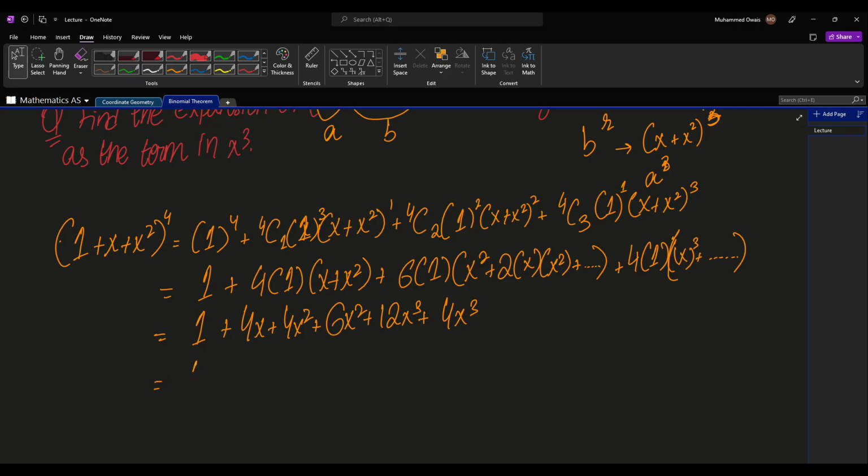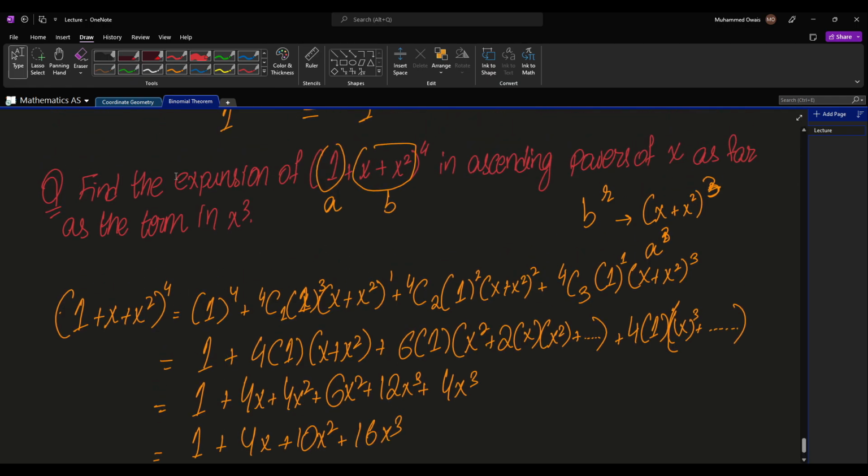And now all we need to do is add these terms: 1 plus 4x, and then this becomes 10x², and then this becomes 16x³. And this is our binomial expansion of a three-term binomial, alright? That's it. We'll do the rest of the questions in the next class.